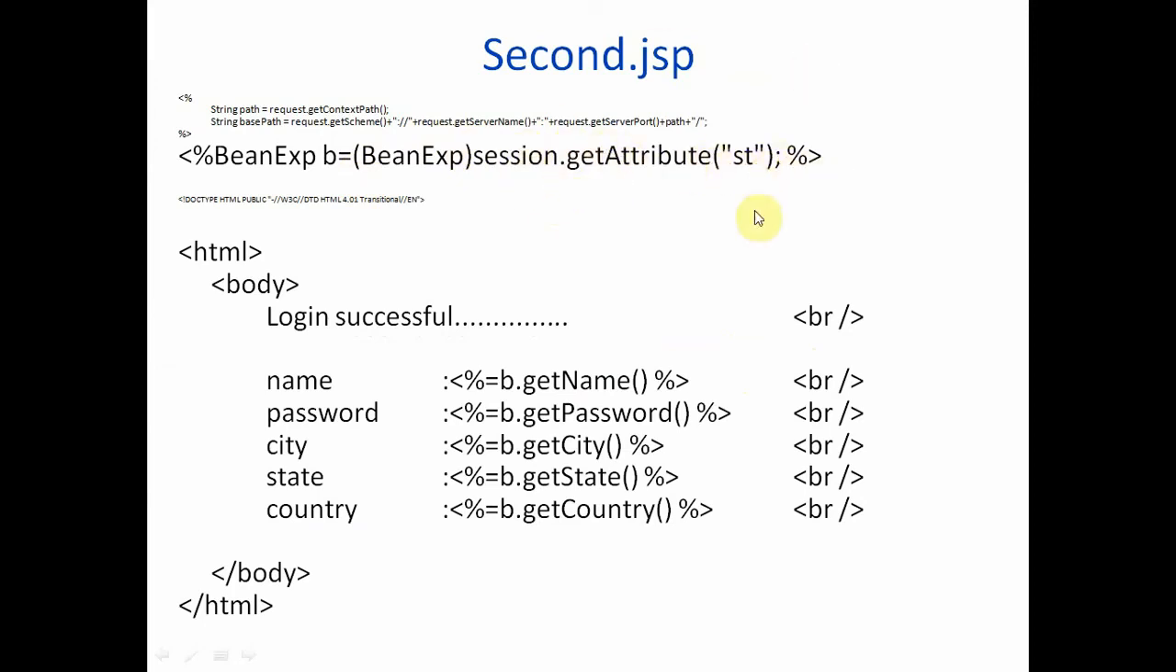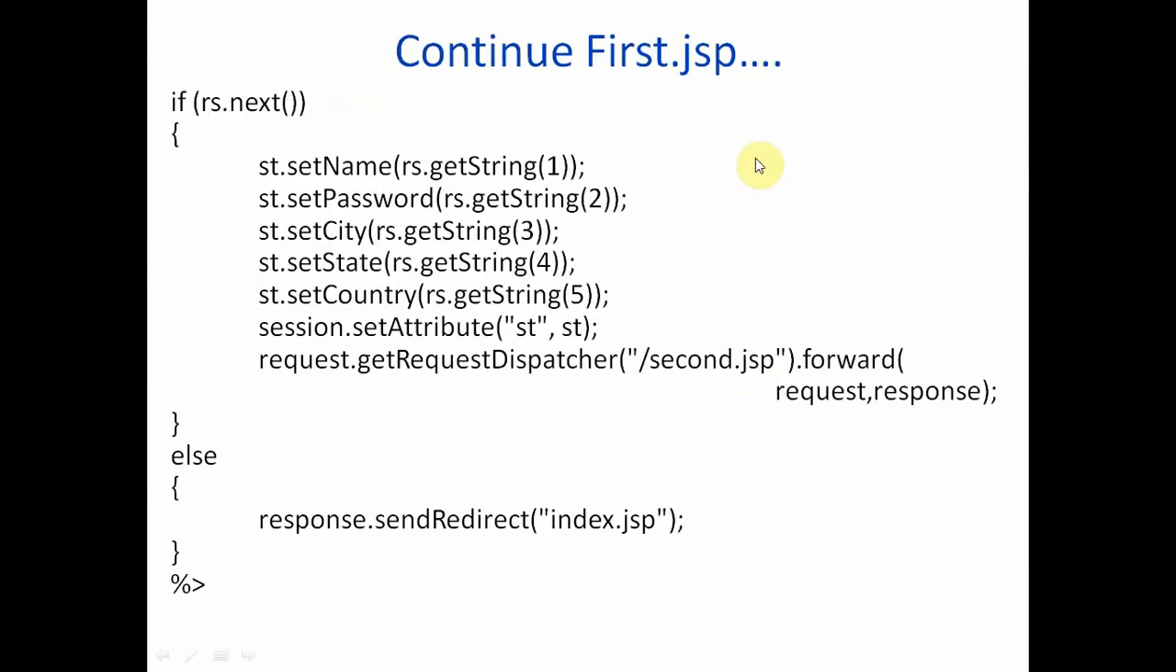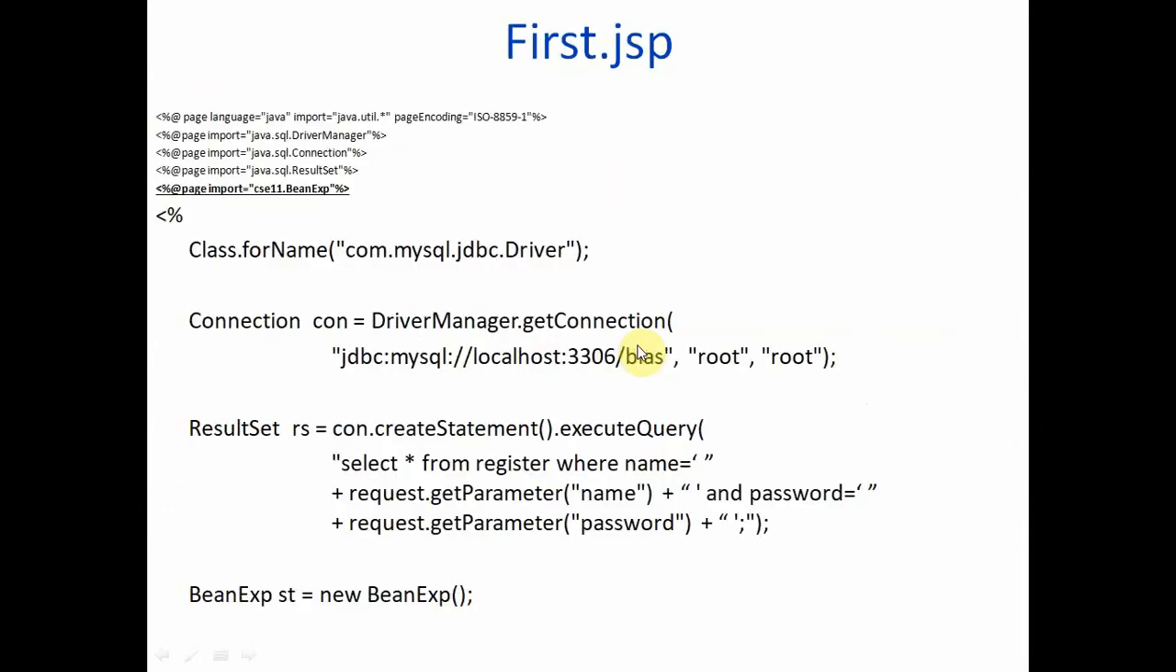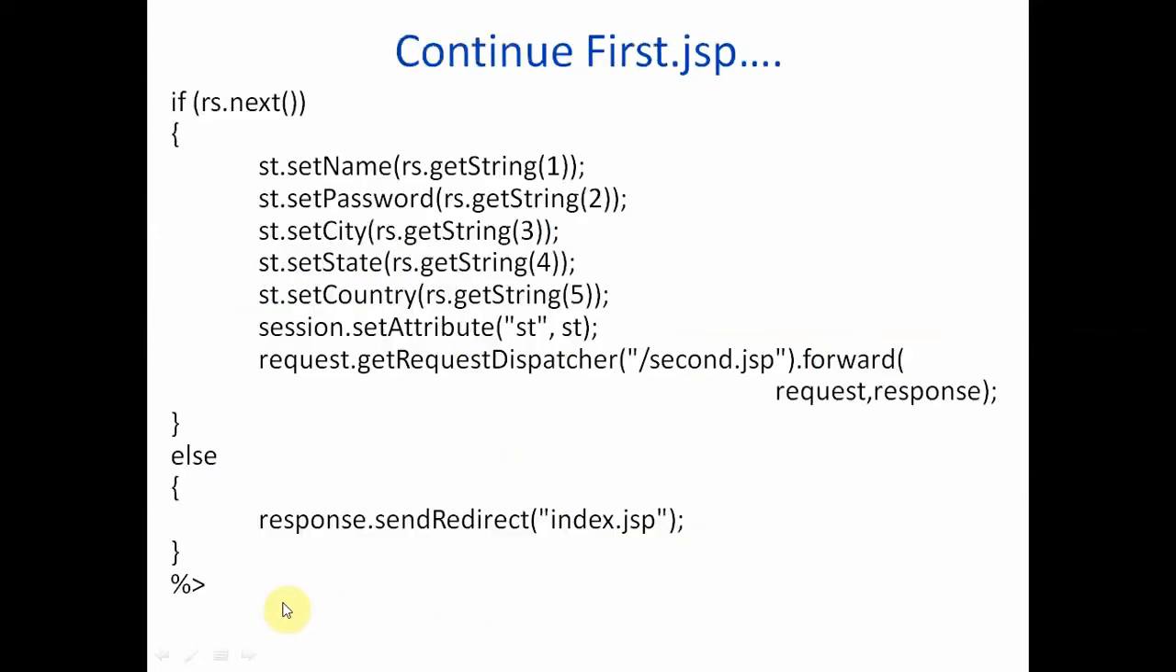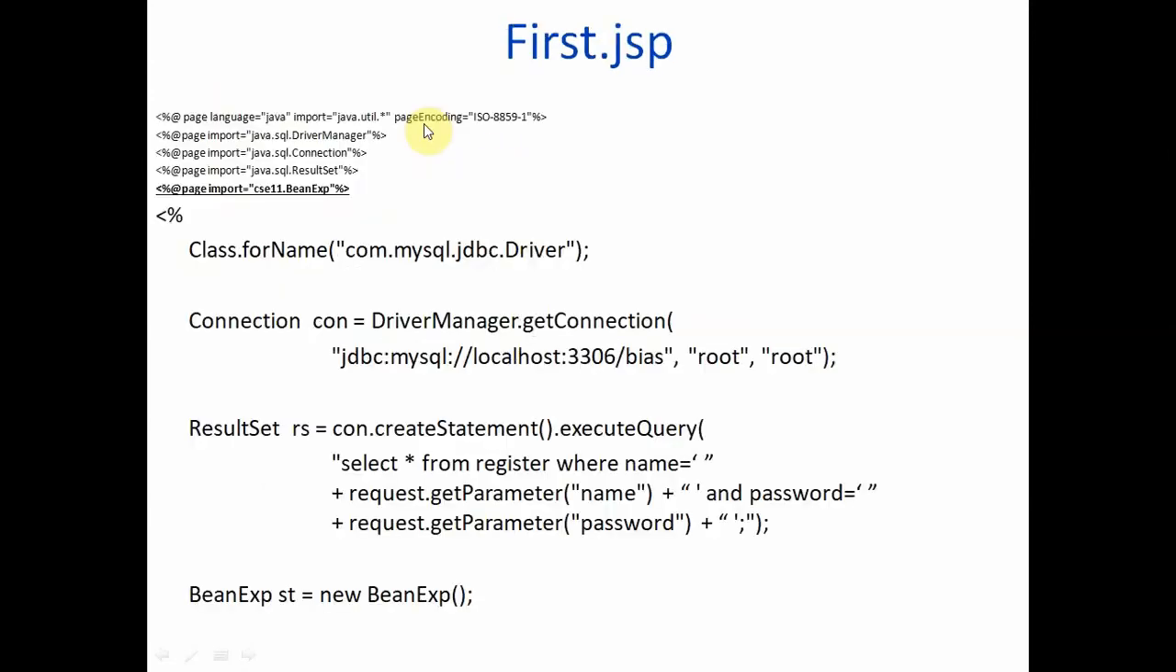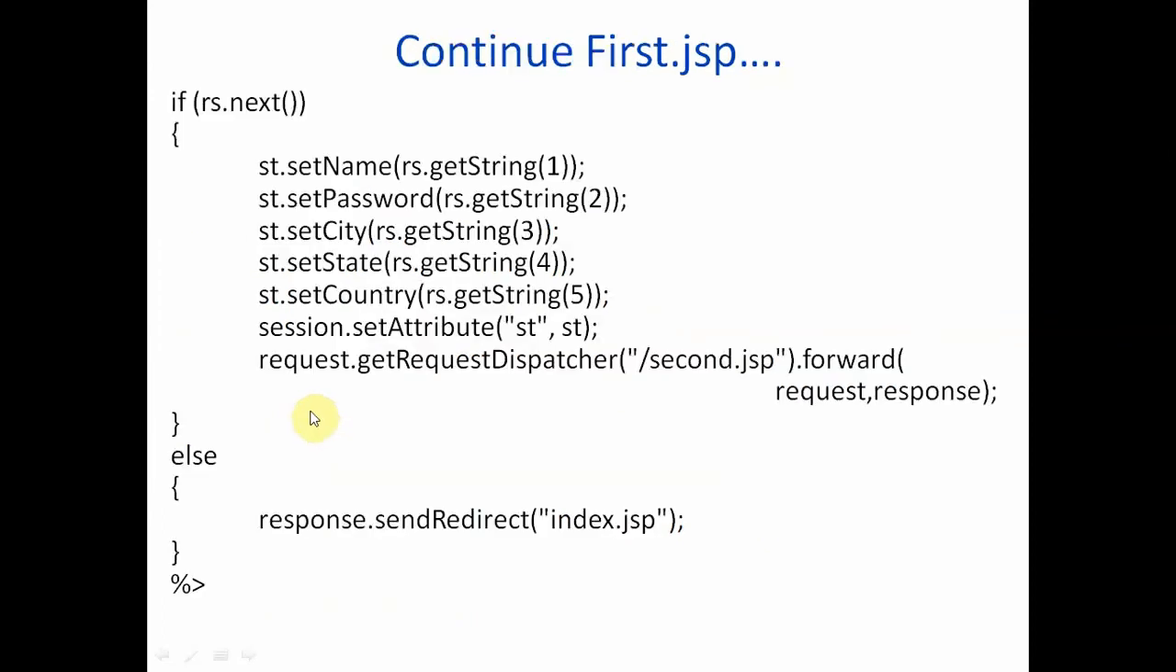So you are writing here BeanExample session.getAttribute st, तो यहाँ पर हमने इसको गेट कर लिया। तो st is the object, st क्या है यहाँ पर, st जो BeanExample का ऑब्जेक्ट है, st is the object of BeanExample class, and this st is having all 4 data जो हमने rs यानी रिजल्ट सेट में जो सारा डेटा आया था, that data is transferred to the rs.getString(1), rs.getString(2), that all data is transferred to the st and this is attribute of session.